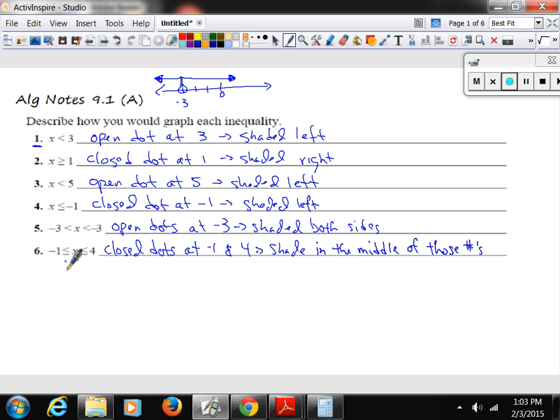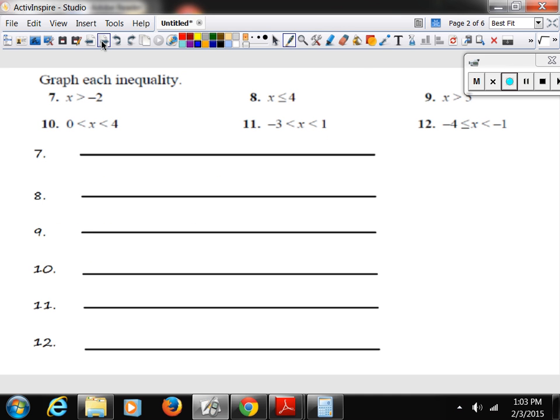All right, moving on. It's on video, so if you do miss anything, you can always go back later and watch it. Okay, graph each inequality. I've given you 7 through 12, and I've given you a place to graph it. So this will be your number line. You could even put arrows at the end of the line there.